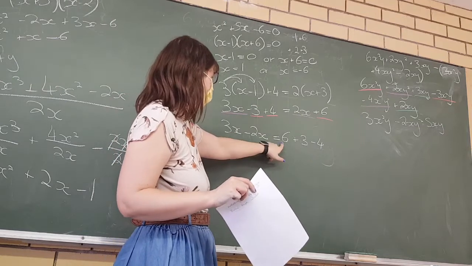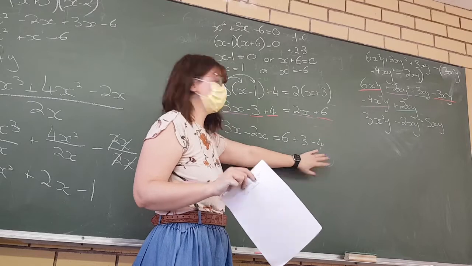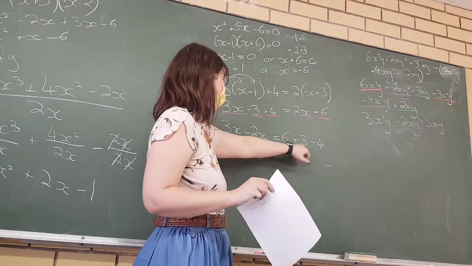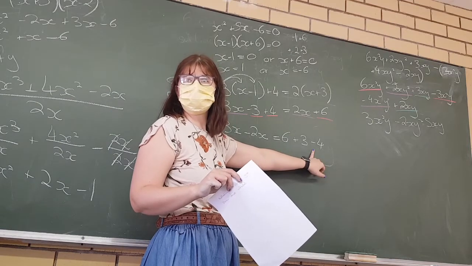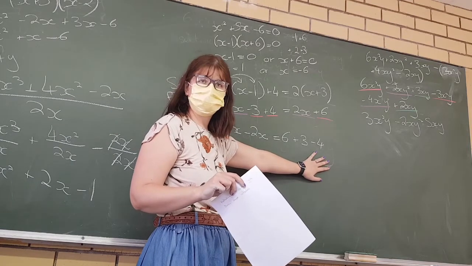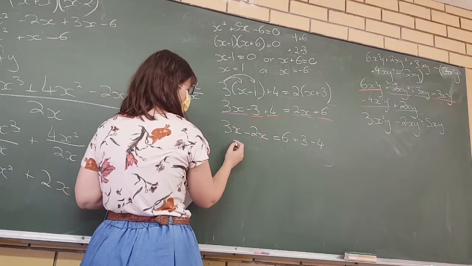I had a 6, a 3, and a 4. So my 6 stayed the same because it was already on that side. My 3 became a plus 3, and my 4 became a minus 4, because the signs changed and they went over the equal sign. Okay, so now what is 3 minus 2?